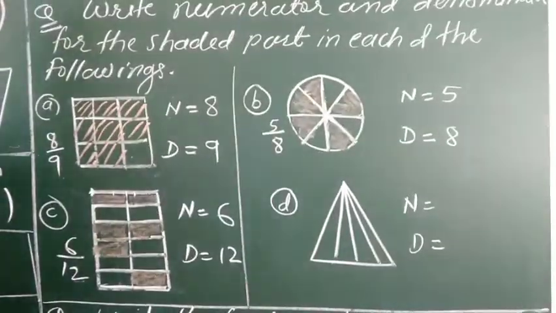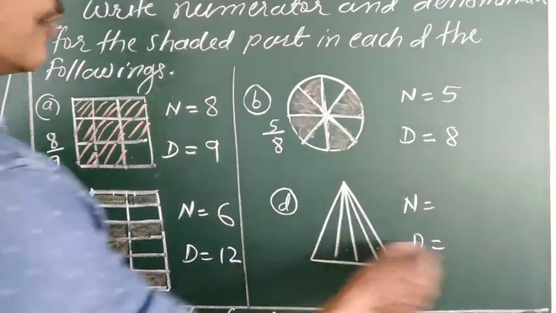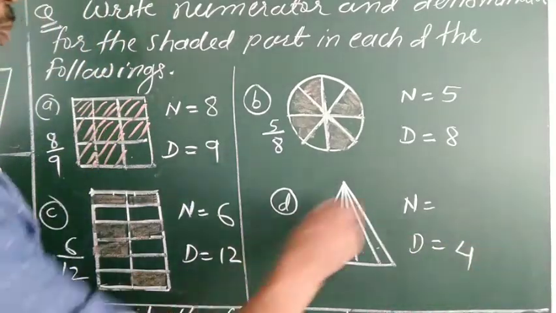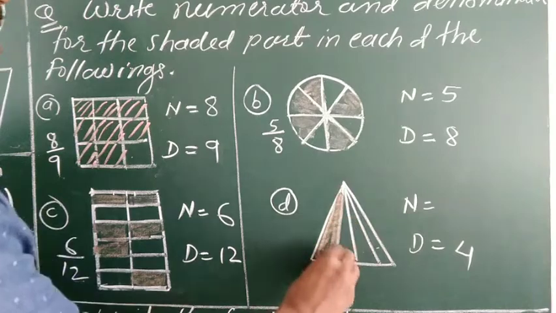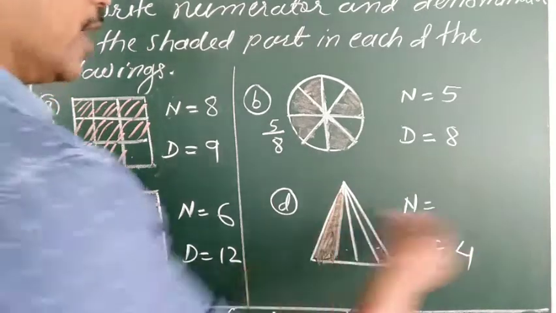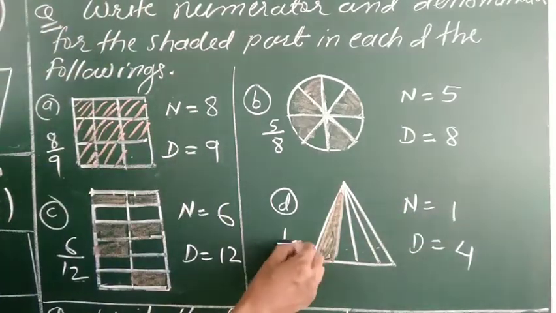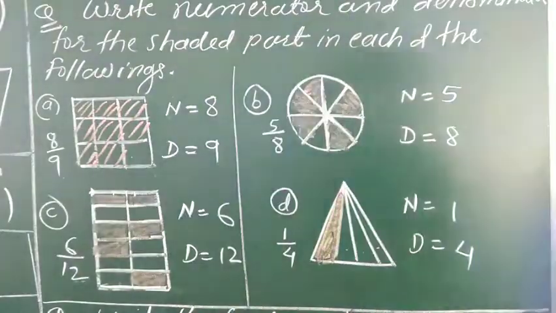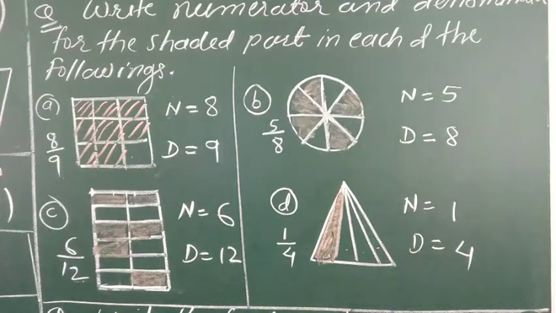And the last one, see, the total number of parts is 1, 2, 3, 4 parts here. And out of these 4 parts, suppose this is colored here. So you can write here it is 1. The colored part is 1 by 4.